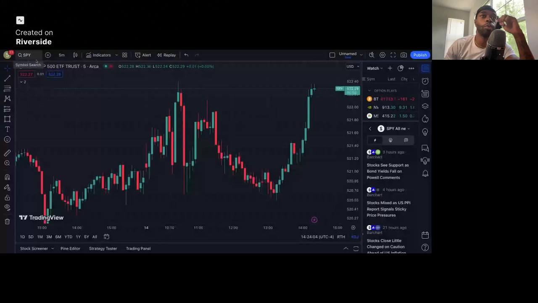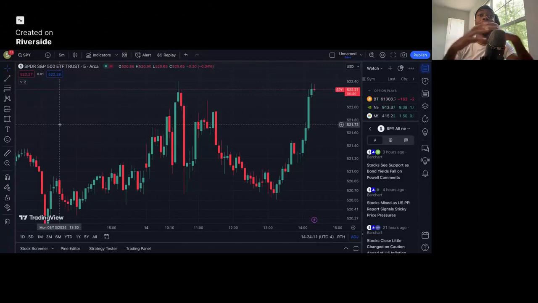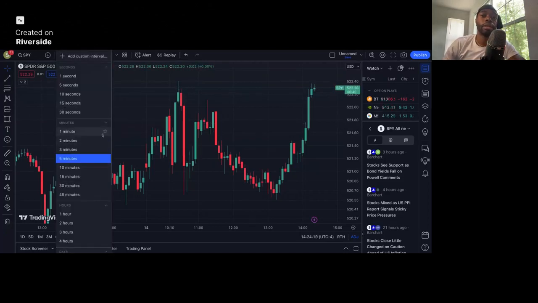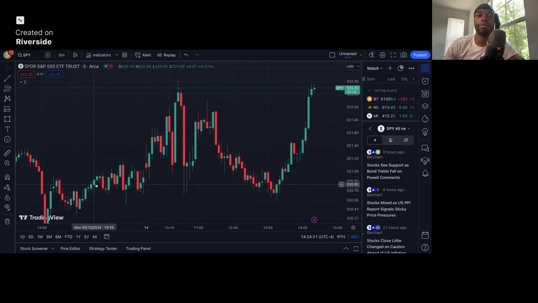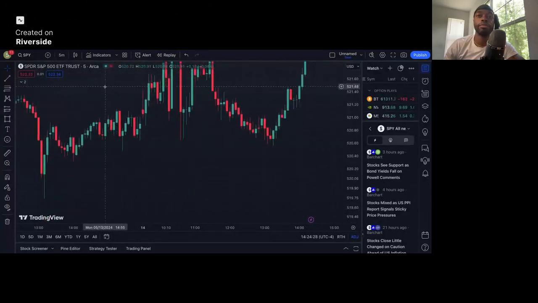This is SPY, the S&P 500 ETF, which is an exchange traded fund that holds a basket of the largest 500 stocks in the stock market, in the New York Stock Exchange. On the 5-minute time frame, this platform is TradingView. Each bar captures 5 minutes of time.